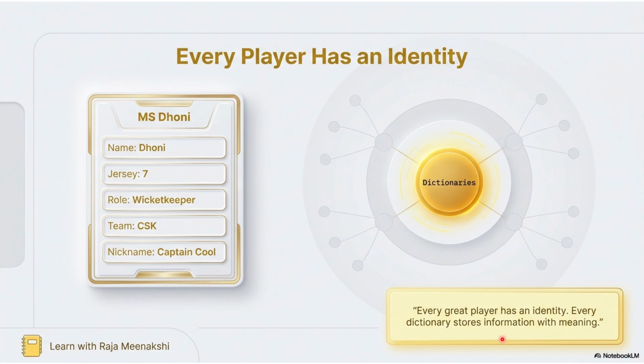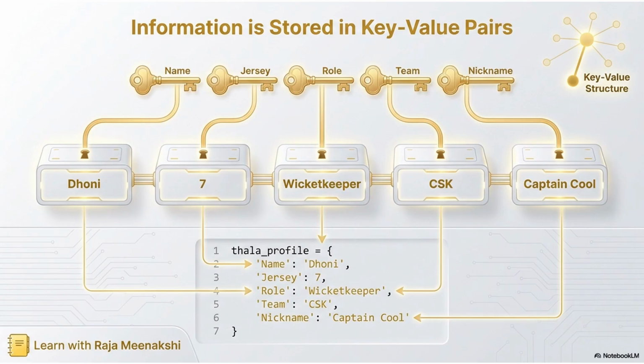So we'll start with this quote. Every great player has an identity. Every dictionary stores information with meaning, some data. It is useful for storing the data. So that is dictionary. Let's go to the next one.